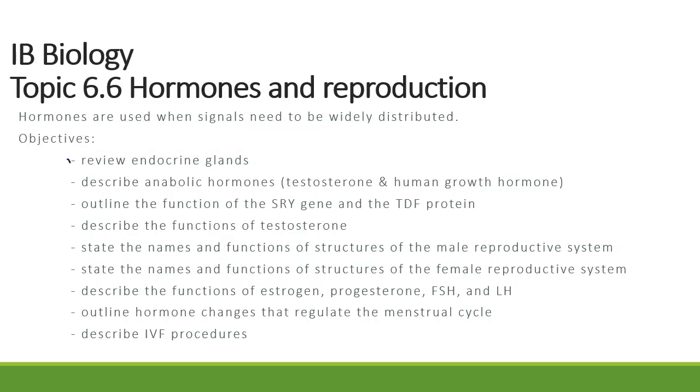And we did it. We talked about those endocrine glands, how they're different from exocrine glands. We talked about the anabolic hormones that build muscle mass and that we should not abuse them. We talked about that SRY gene that makes that TDF, testes determining protein. And if you have TDF, then you grow testicles. Testicles make testosterone. We talked about some of those functions of testosterone. We talked about those pieces and parts of the male reproductive system and the female reproductive system. We talked about estrogen, progesterone, FSH, and LH, and how all of those guys are involved in the menstrual cycle. And then we also wrapped up with that little look at IVF. Good work today.